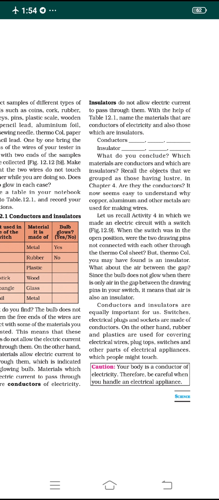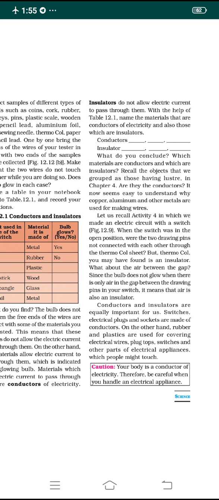See what happened here. Since the bulb does not glow when there is only air in the gap between the drawing pins in our switch, between the drawing pins there is only air, hence the bulb does not glow. It means that air is also an insulator.